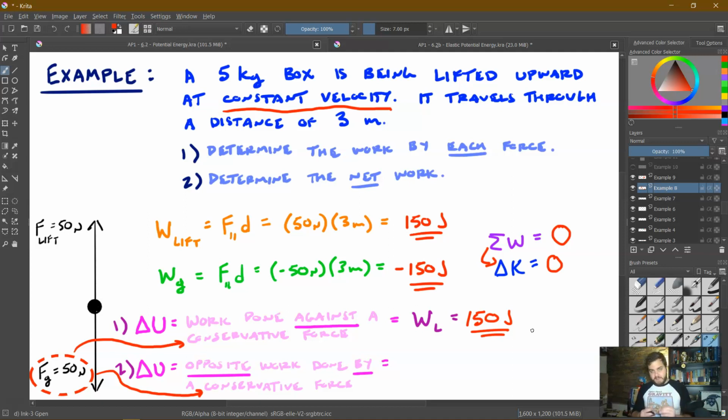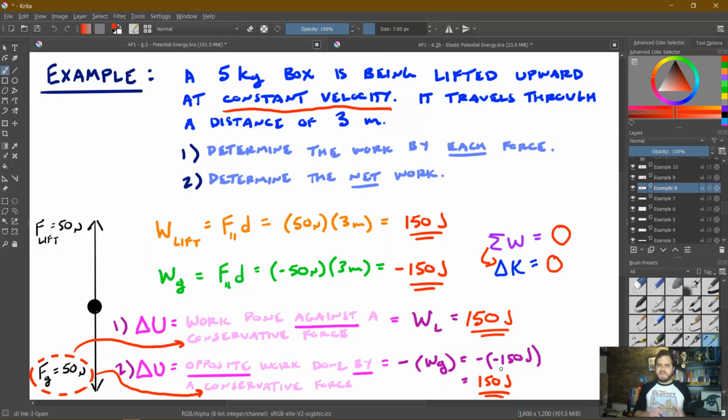Otherwise, we could use the second definition. The second definition says it's opposite the work done by a conservative force. Well, what is the work done by a conservative force? That would be the work due to gravity, which is negative 150 joules. But we want the opposite of that. So we're going to multiply that by -1. And once again, we get 150 joules. And we see for both of these situations that the number is the same. So the system has gained 150 joules of potential energy as it is lifted these 3 meters.